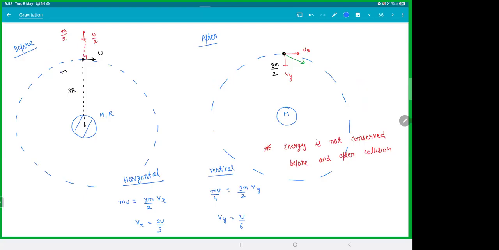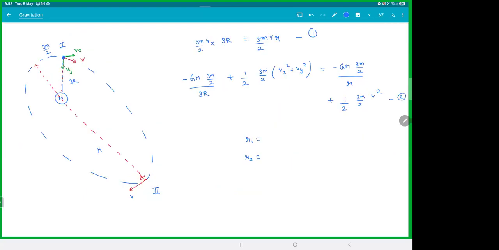There, you got everything. So before collision, you can conserve linear momentum. After collision, you can conserve angular momentum and energy. This is the scenario after collision, because after collision, the gravitational force is conservative. This is a problem where you can conserve all three. And that's what makes this a really good problem.